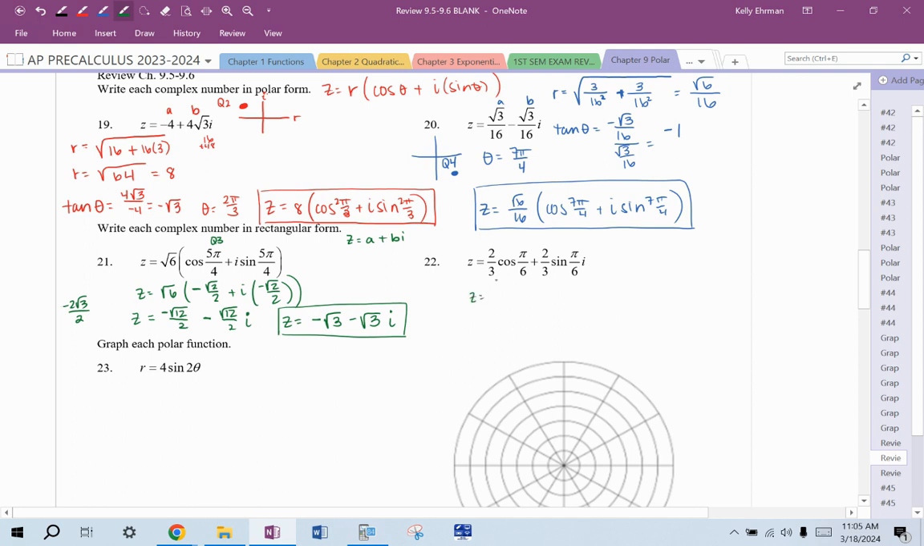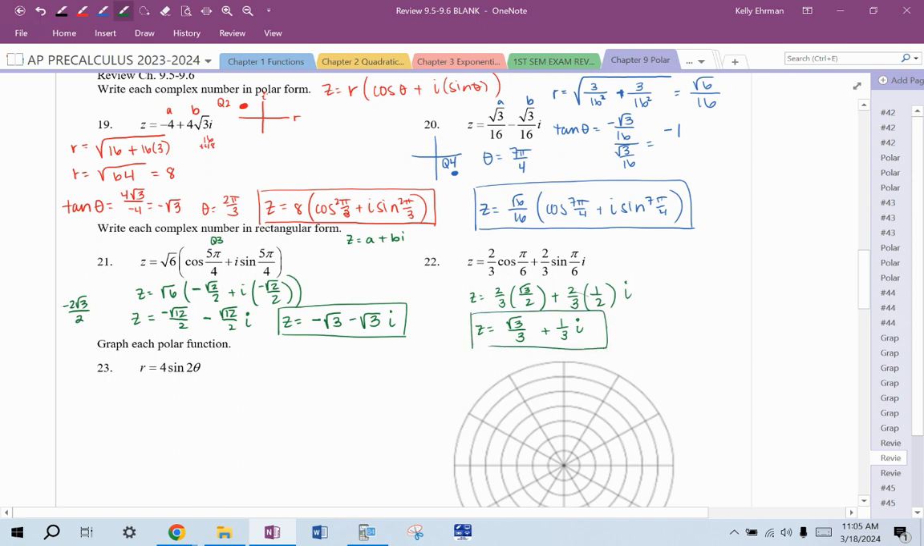So we have 2/3 times the cosine of pi over 6. That's in quadrant 1, so that's radical 3 over 2. Plus 2/3 times the sine of pi over 6, which is 1/2, times i. And we just clean that up. So cancel your 2's, radical 3 over 3. Cancel your 2's here, plus 1/3 times i, or you could write plus i over 3.